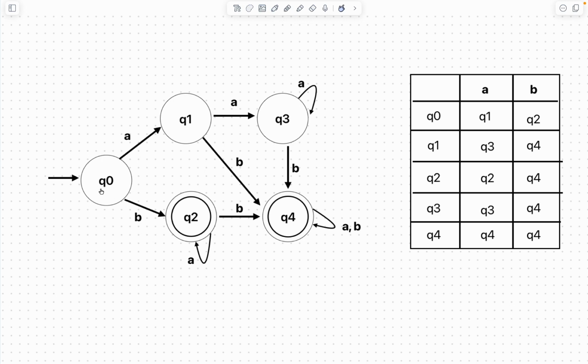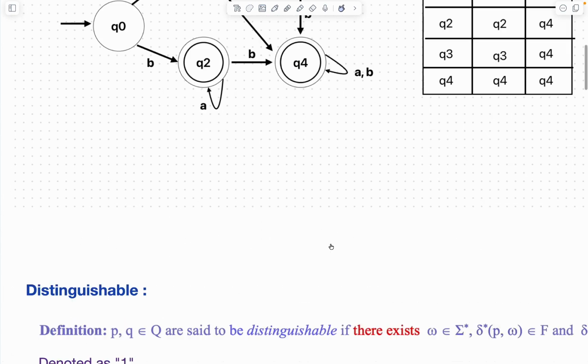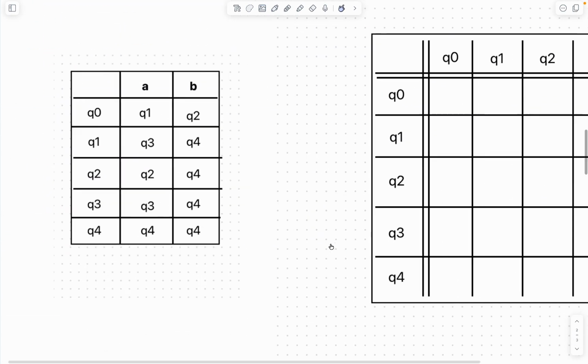As we can see, Q0 on A goes to Q1, so we write Q0 on A goes to Q1. Q0 on B goes to Q2. In this way, this table is filled. This is going to make our life easier when we start doing the table filling algorithm. Now let's go to the table.